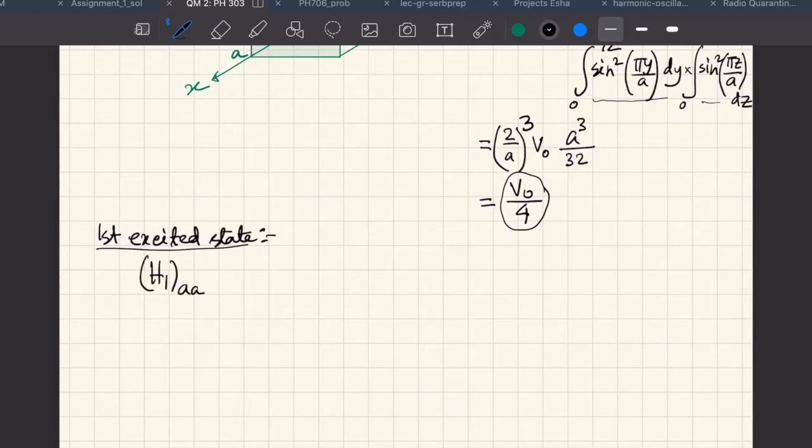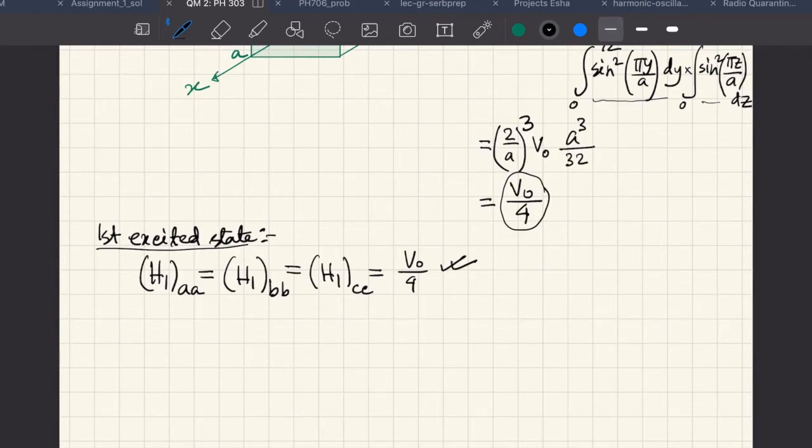H1AA is equal to, H1BB is equal to, H1CC, all are basically V naught by 4. So the diagonal elements of this matrix are fine. You have to construct this matrix H1 and the diagonal elements are just V naught by 4. The off-diagonal elements of course are much more interesting.